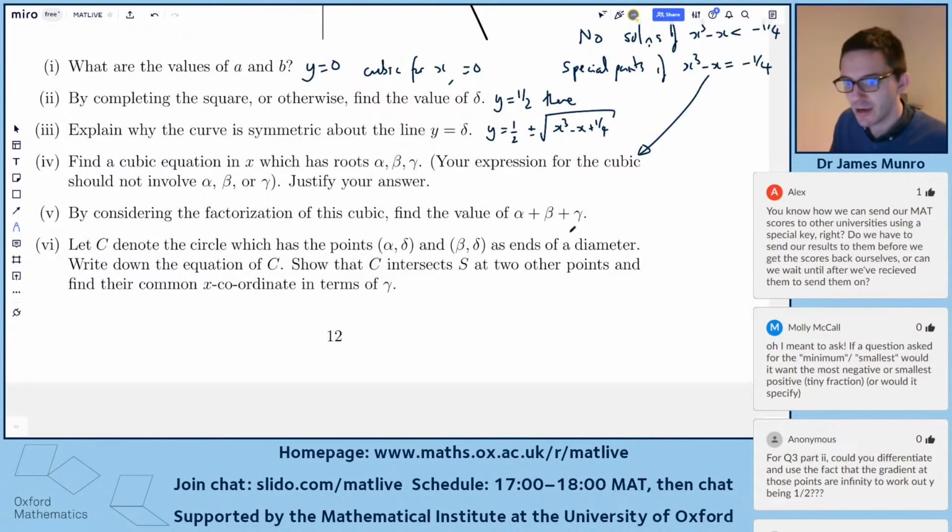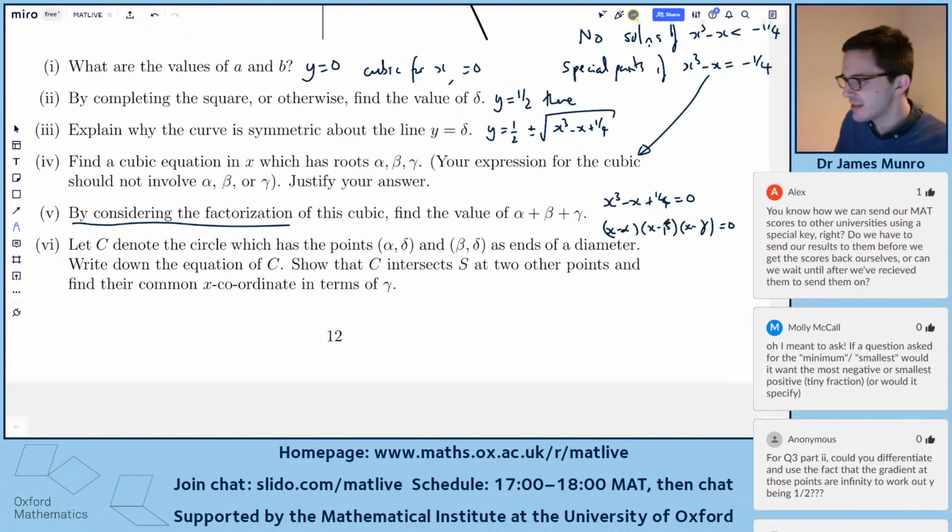Right, cool. What are we doing? Oh yeah, we've got a cubic now. So now things really worked out because we've got this cubic for alpha, beta, and gamma. We're asked for the value of alpha plus beta plus gamma, but we're told to do it by considering the factorisation of this cubic. So that's not too bad at all. We've got this cubic, x cubed minus x plus 1/4 is equal to 0. But we also know that it factorises. It's got roots alpha, beta, and gamma, so we know that it factorises like this.